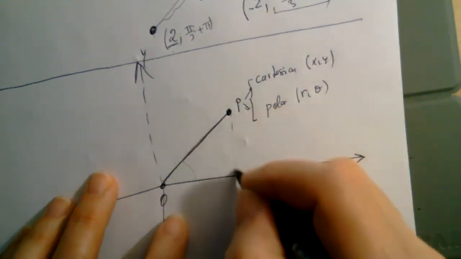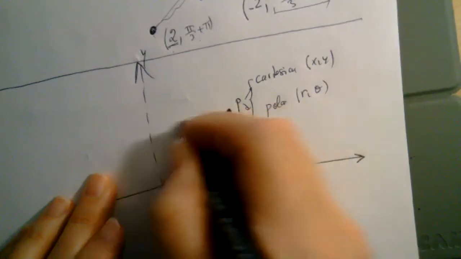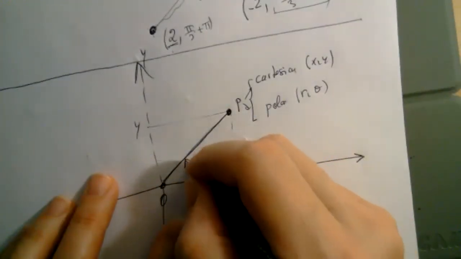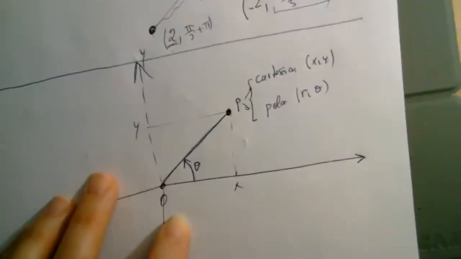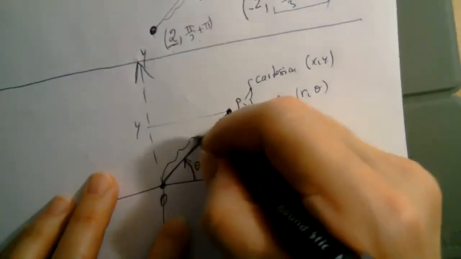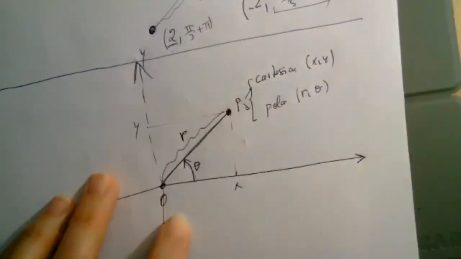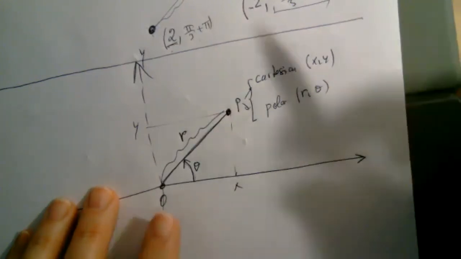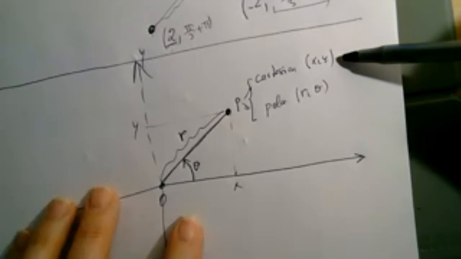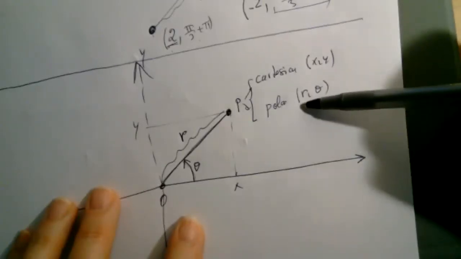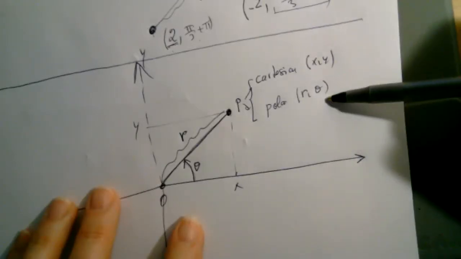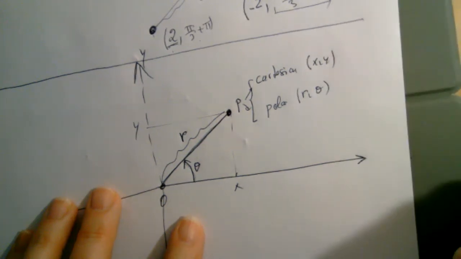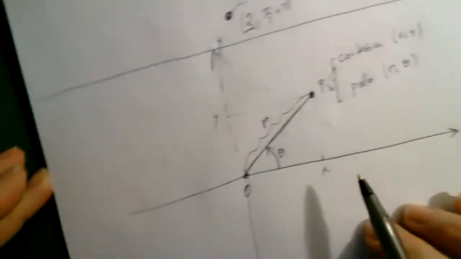So the x is x and the y is the y. The theta is right there, and the r is right there. So now the natural question is, if I know x and y, how do I know the r and the theta? And if I know r and theta, do I know the x and the y? So right now, I will just do one of them, the very easy one.